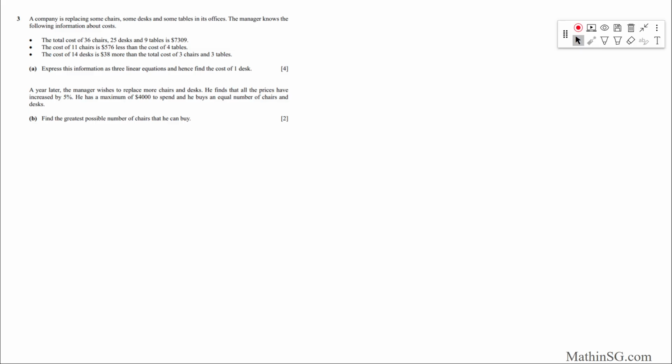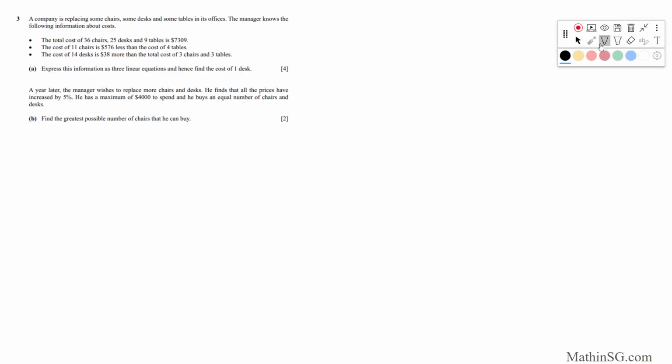So if you look at this, ultimately what is this question testing us on? Well, this question is testing us on systems of linear equations. The clue is also here: they ask us to form 3 linear equations. And what are we interested in? The cost. They ask us to find the cost of 1 desk, so apart from the cost of 1 desk, we probably also need a variable for the cost of 1 chair and the cost of 1 table.